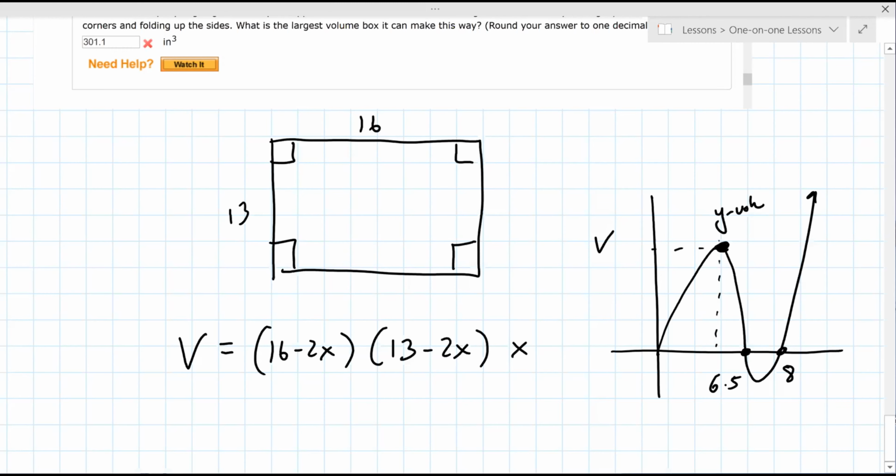But if they ask for the dimensions, it's the x value wherever it is. Whatever the x value is here, you're at a peak. So it's whatever it is there. Okay, that makes a lot of sense.